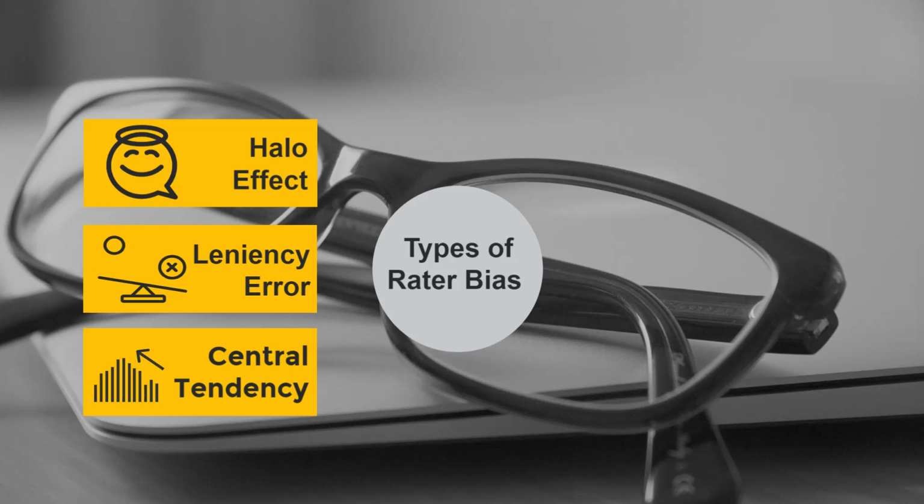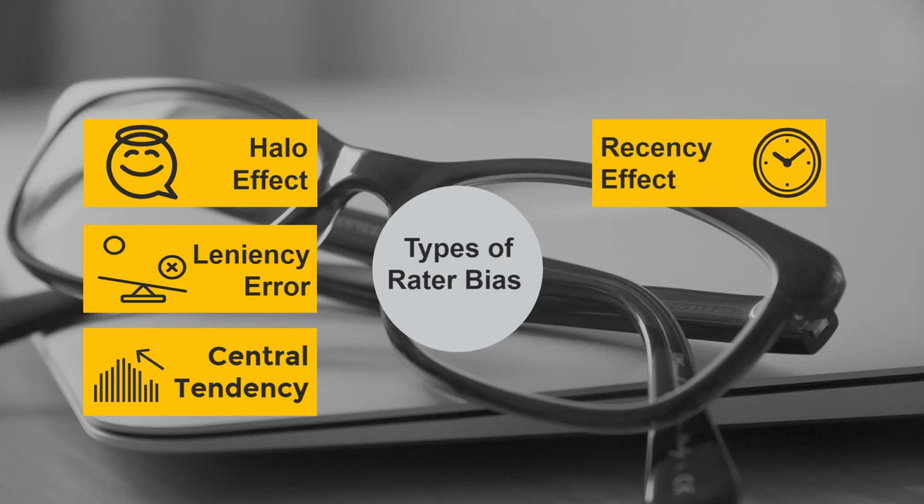There are two types of errors that fall into this category. The first type is a recency error. This occurs when recent incidents of performance, or what occurred at the end of a performance window, is overemphasized. Let's look at an example of the recency error.